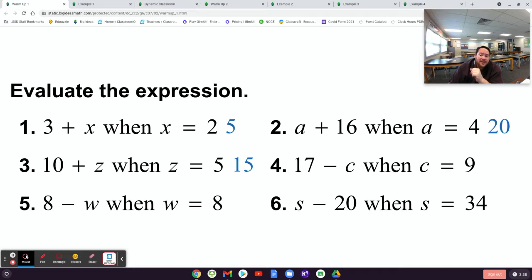What about 17 minus c when c equals 9? Yes, 17 minus 9 is 8. What about 8 minus w when w equals 8? If you said 0, you're right. All right, and the last one, s minus 20 when s equals 34. Yeah, 34 minus 20 is 14. So that was step 1 in solving equations.